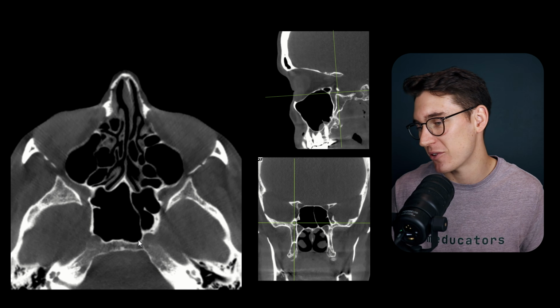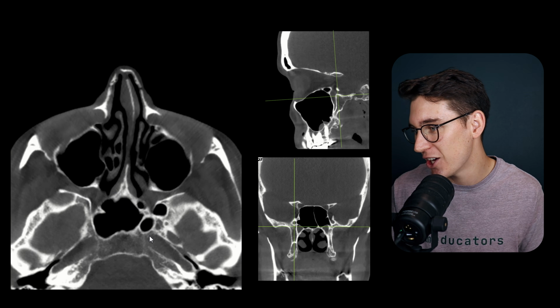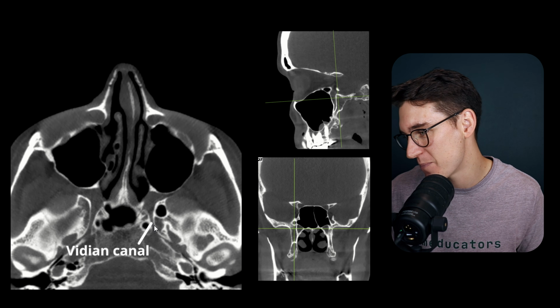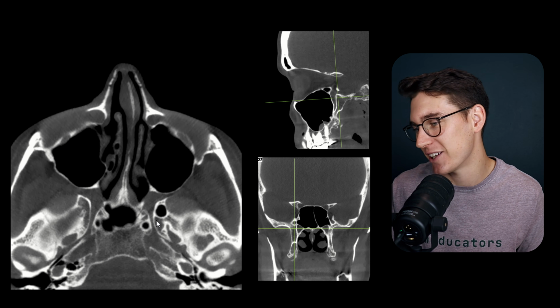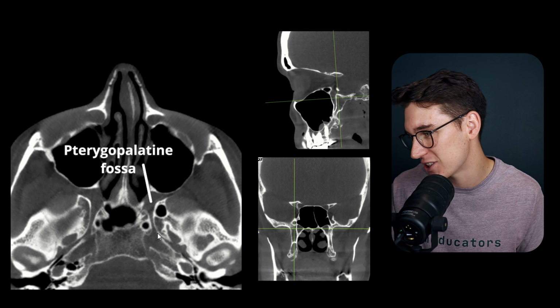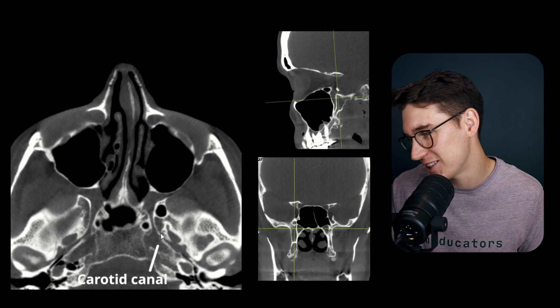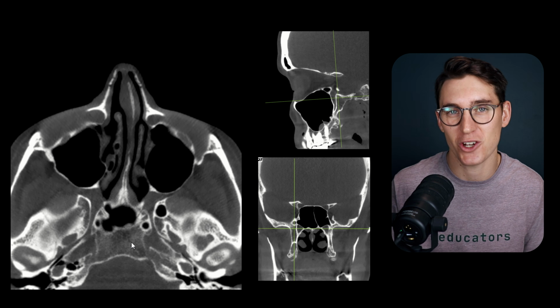Now below the foramen rotundum, we've looked at a canal previously known as the Vidian canal. This is also called the pterygoid canal. The Vidian canal or pterygoid canal connects the pterygopalatine fossa to the foramen lacerum as well as the carotid canal here. And you'll see why this anatomy is important when we look at the nerves later on.